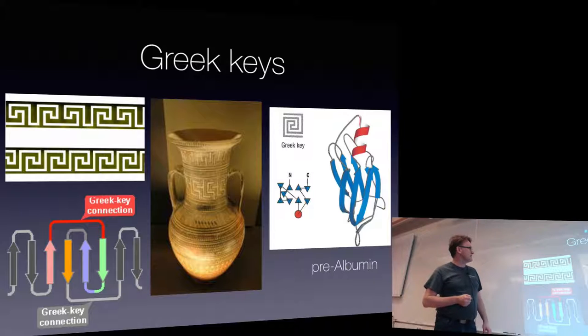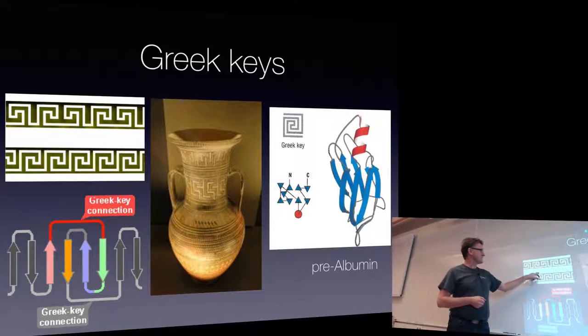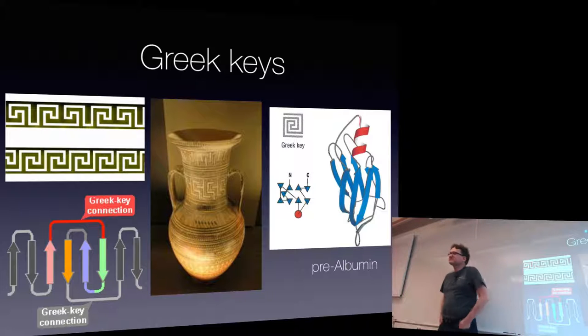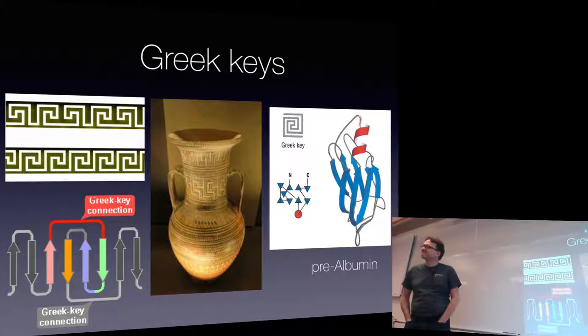The reason they call them Greek keys is that it corresponds to shapes you'd see on Greek urns. It's exactly this shape. You take the protein, and then you make a loop, and then you go back, and then you loop. So why on earth does this occur both in Greek urns and in proteins? It's not a coincidence.